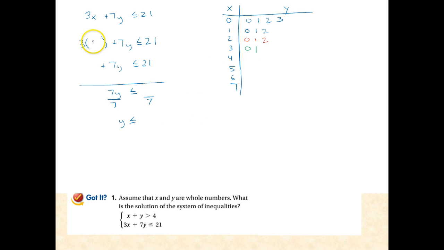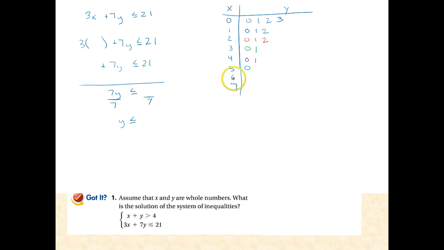When x is 4, 3 times 4 is 12. Subtract 12 from both sides. 21 minus 12 is 9. Divide both sides by 7, and y is less than or equal to 1 and 2/7, which means it could be 0 or 1. When x is 5, 3 times 5 is 15. Subtract 15 from each side. 21 minus 15 is 6. So y has to be less than or equal to 6/7, which means it can only be 0.